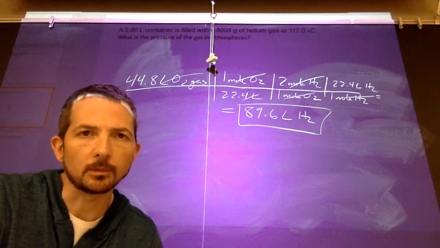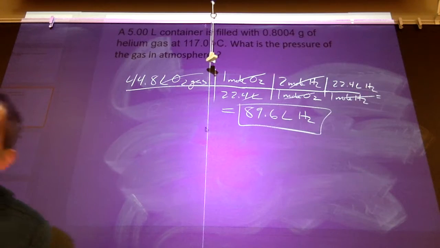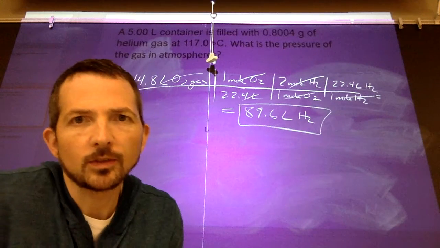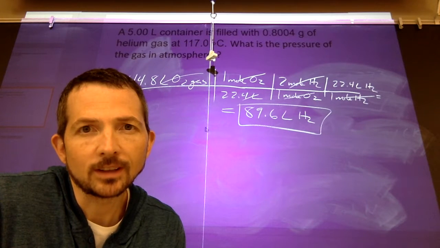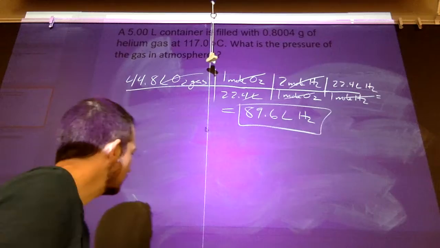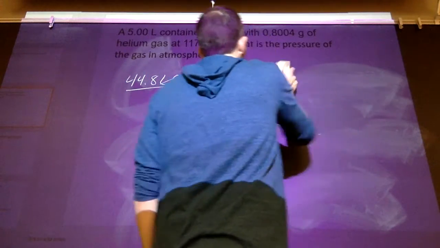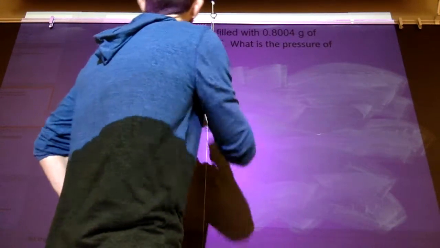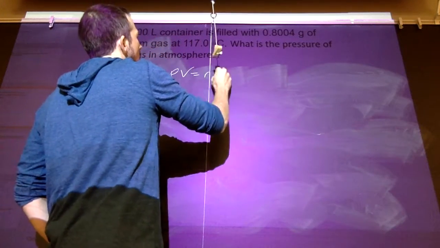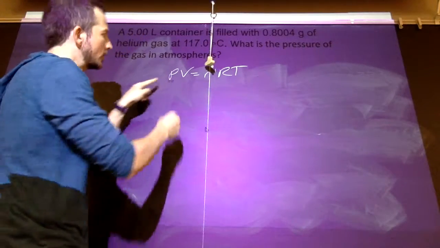Here's another one from the ideal gas equation. It says a 5-liter container is filled with 0.8004 grams of helium gas at 117 degrees Celsius. What's the pressure of the gas in atmospheres? So this is going to be more like the first one we worked. So what is the pressure of the gas? I'll solve for pressure.